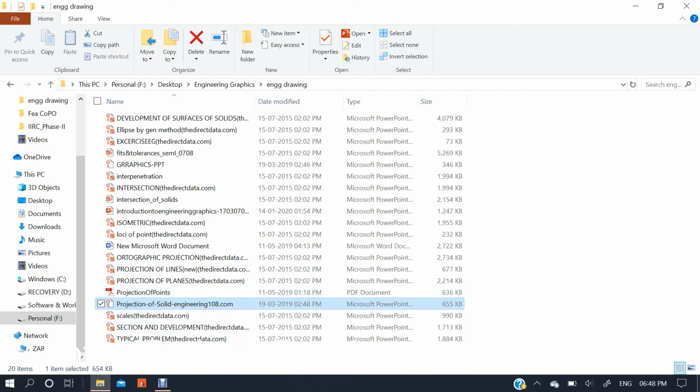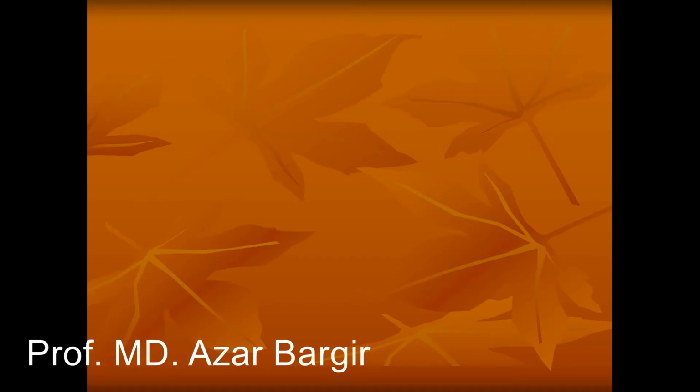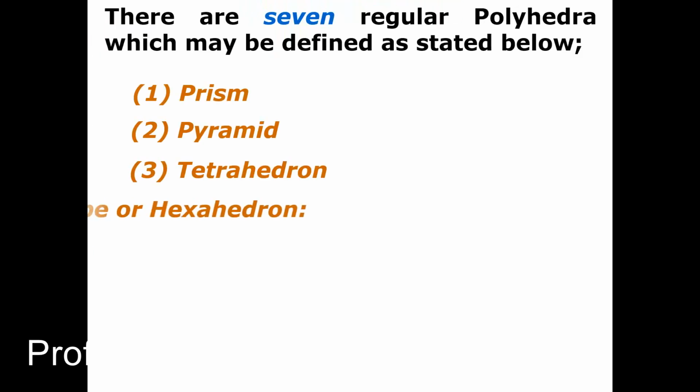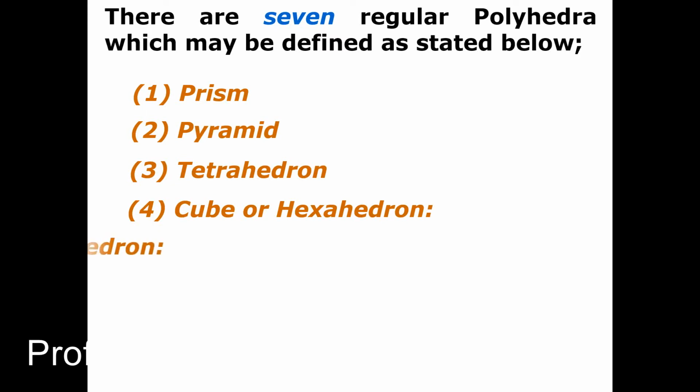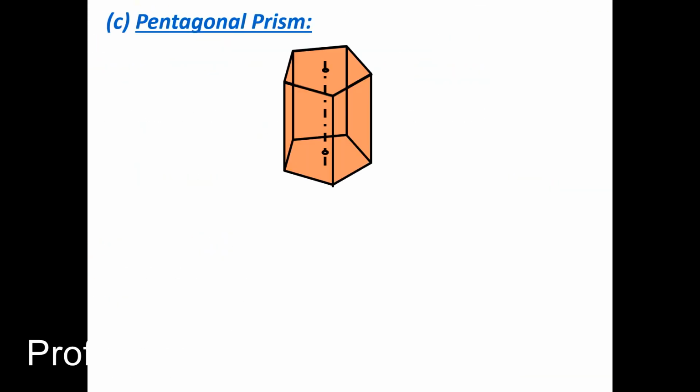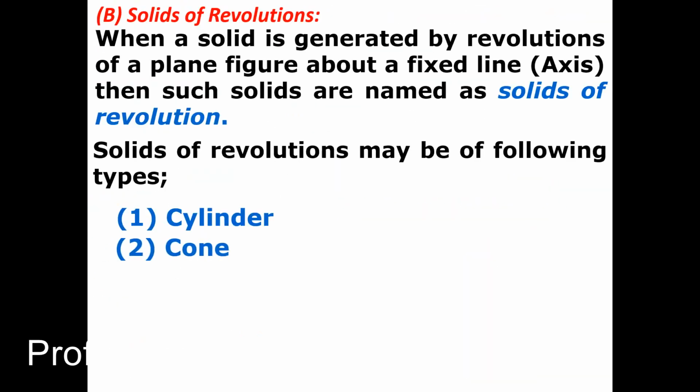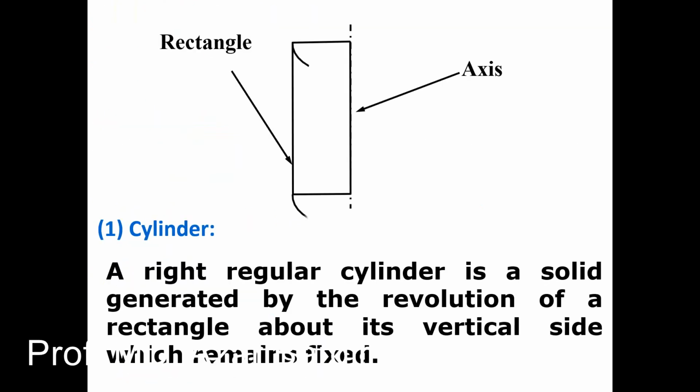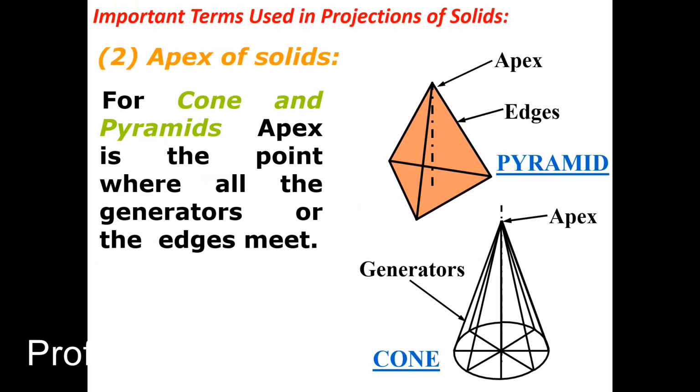Hello students, we are going to continue our sheet 7 problems. In the previous lecture, I taught you the basics of projection of solids, what kind of solids there are, what is different between polyhedra and solids of revolution, what the types of polyhedra are, and then we took one problem on a tetrahedron solid. So today we are going to see the next problem.